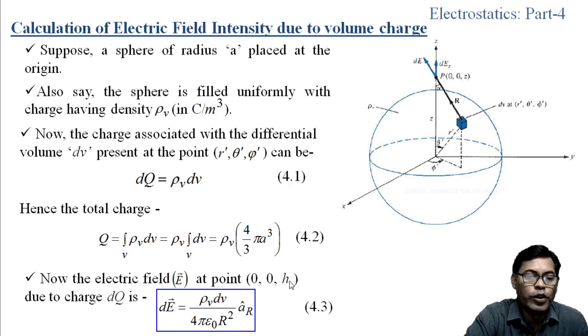So, as per the equation which we have derived earlier, the electric field intensity E for the volume of charge is E equals to volume integral of rho v dV by 4 pi epsilon naught R square aR. So, from that if we take the derivative of this expression, then we can get dE equals to rho v dV by 4 pi epsilon naught R square aR.